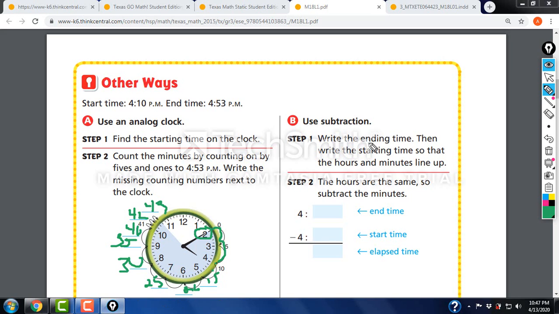Or we can use subtraction, and you always start with the ending number on top. So it was 4:53, and it started at 4:10. Notice we have our hours lined up and our minutes lined up, because if you don't line them up properly, your equation is not going to be done correctly. End time, start time, and then you subtract. So 3, we can't take away 4. We take 10.